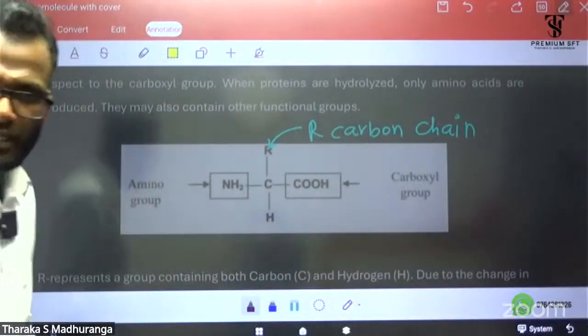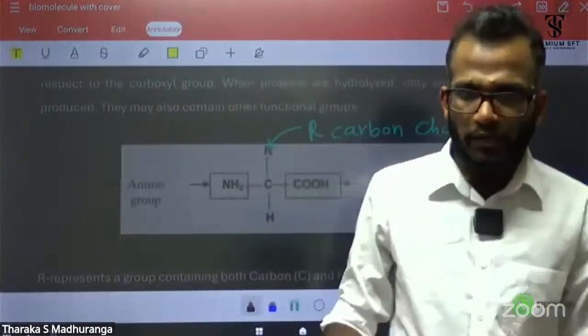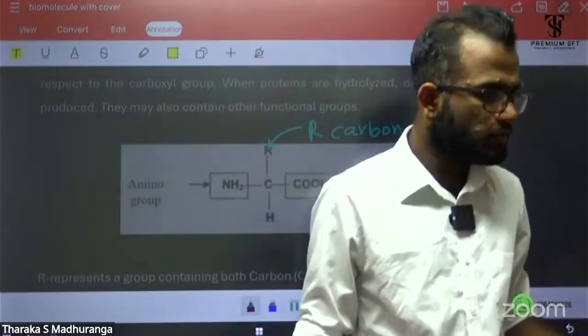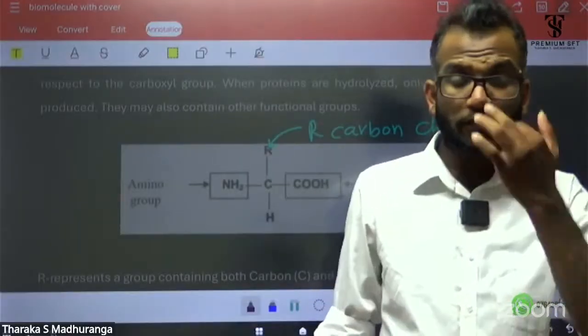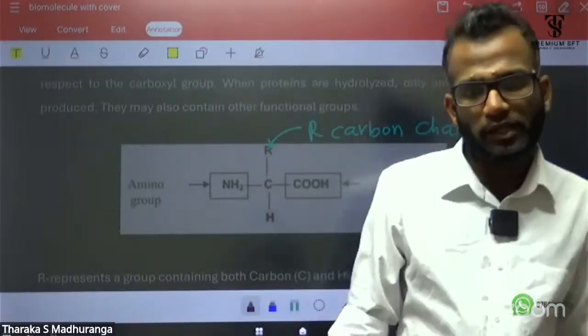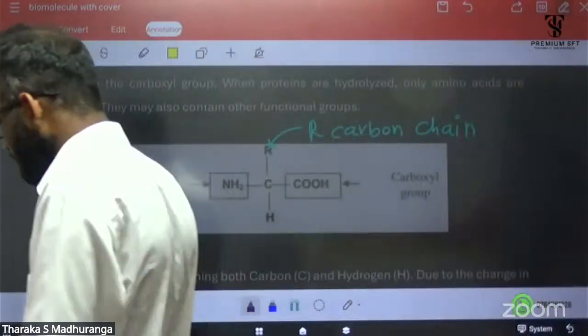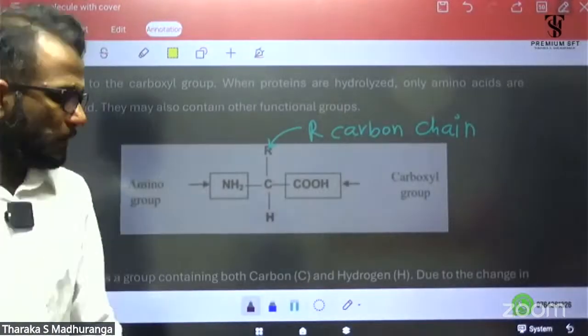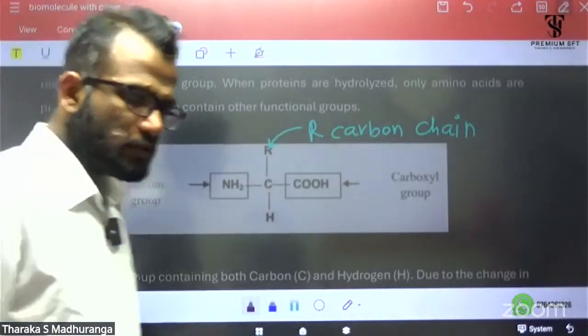Up to now, is it clear? This is the common structure of amino acid. Amino acids are the building blocks of proteins. Proteins are made from amino acids. Send me a message if it is clear up to now.